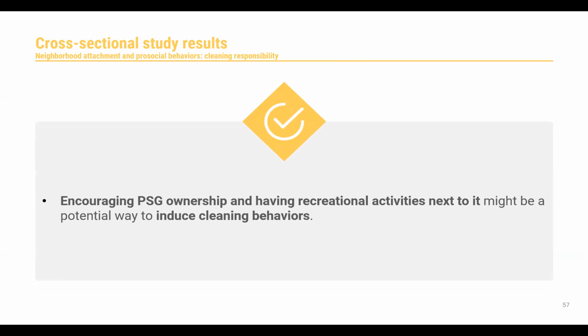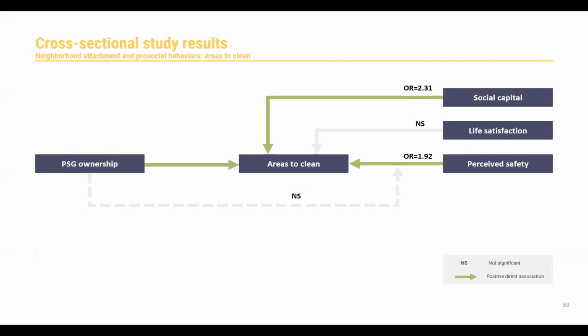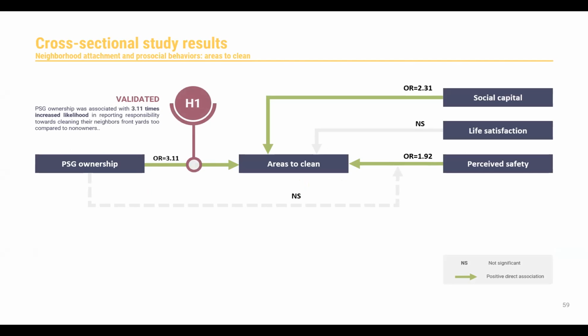So these findings suggest that encouraging PG's ownership and conducting recreational activities next to it might be a potential way to induce cleaning behaviors. So now with the diffusion of this responsibility in the areas of the neighborhood. So first, PG's owners were again 3 times more likely to feel responsible cleaning their neighbors' front yards too, in addition to their own front yards, compared to non-owners. However, no moderation effect was detected.